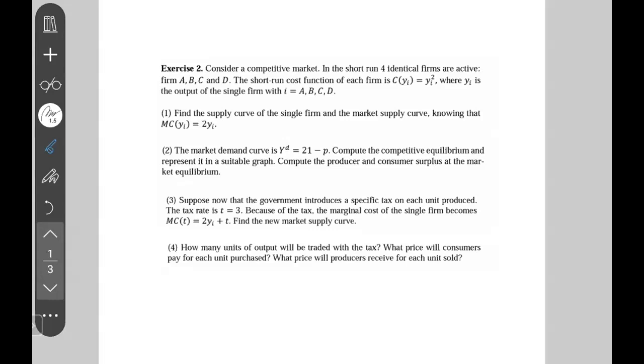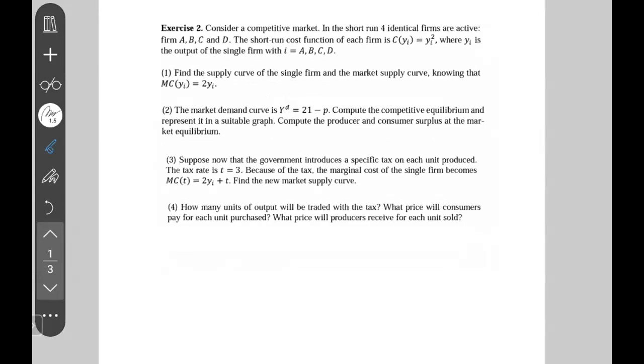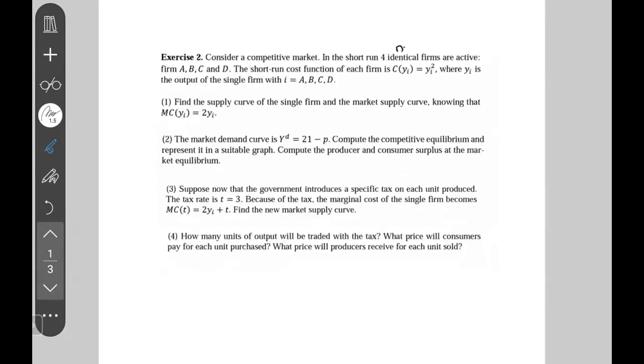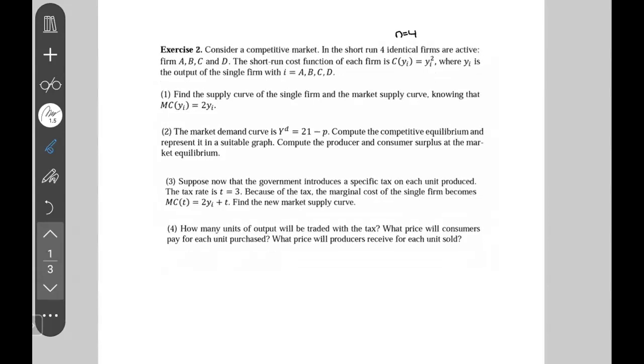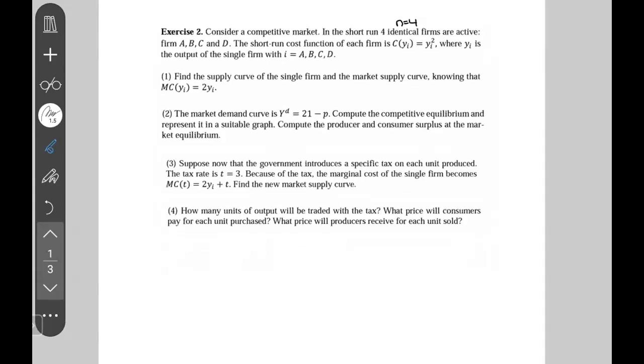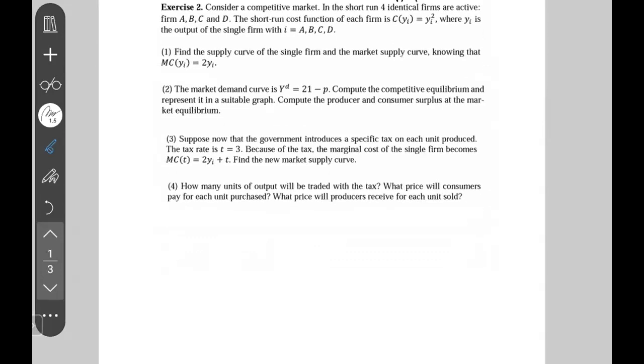We can start with this exercise on perfect competition, and then we have taxes. So here we have 4 identical firms, so n equals 4. And then we have the short run cost function. Usually we're going to need the marginal cost and the average cost. Notice how they do give you the marginal cost in question 1, but they don't always do that. So they expect you to be able to do that yourself.